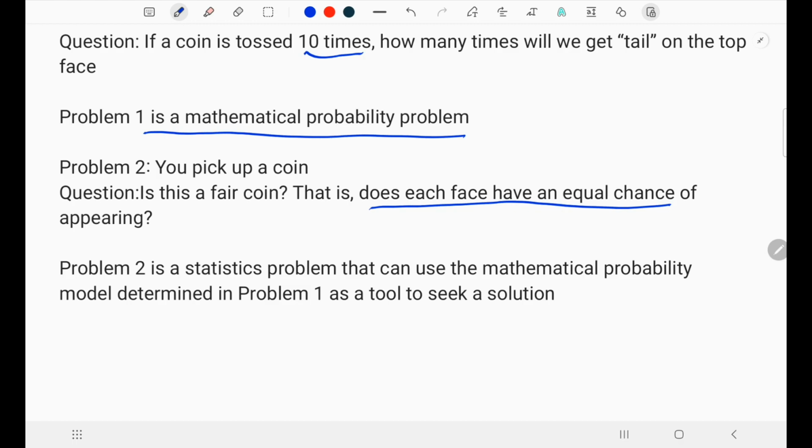Meaning, the first time I pick from the bag, I get head. The second time I pick, I get tail. The third time I pick, I get head. The fourth time I get tail. Do I get the same thing, that is, an equal number of heads and an equal number of tails when I pick the coin? No, because it depends on the probability.